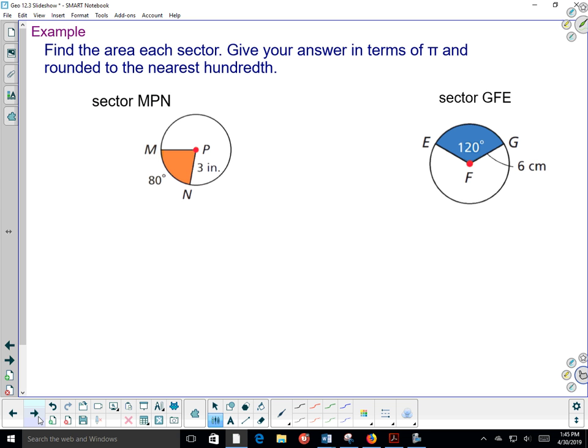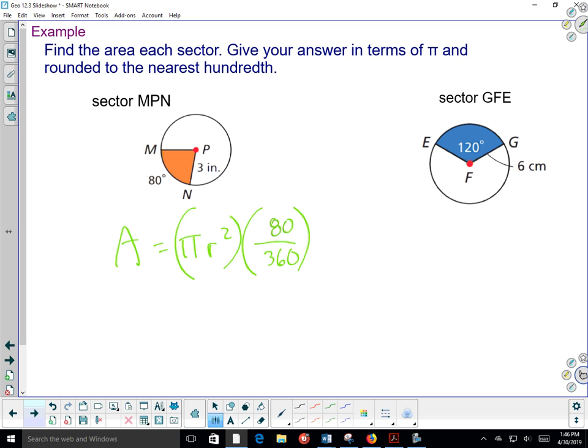We want to find the area for each sector. If we want the sector area of sector MPN, again, that area formula is pi r squared times the fraction of the circle that we want, which in this particular case is going to be what fraction? Mitch? Okay, 80 over 360. And to find the area of the circle, I need to do pi times the radius squared. Rachel, what's the radius here?